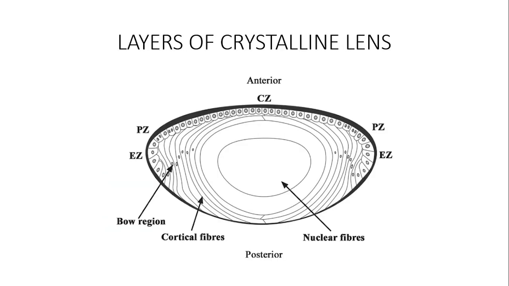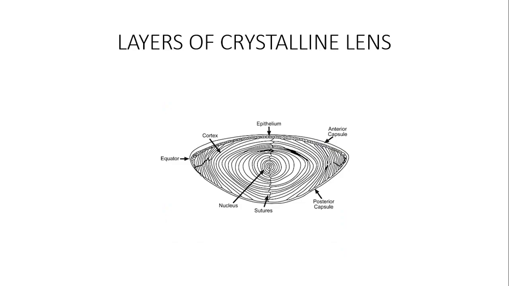Going inwards from the capsule, the next layer which you see is the epithelium. Look at the epithelial layer here, well organized. There's something you should know about. The posterior aspect of the crystalline lens does not have an epithelial layer. It's only the anterior part which has the epithelial layer. Look at the epithelium of the crystalline lens over here. It comes just after the capsule.